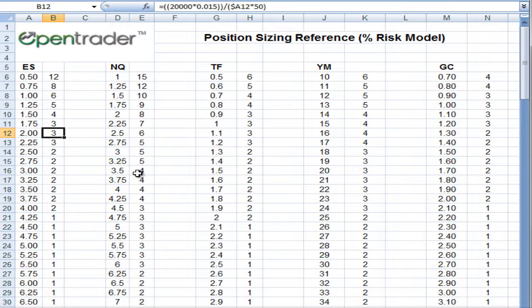You pop it up. You say, oh, I have a 4-point stop in the NASDAQ. I trade the NQ. I have a 4-point stop. How many contracts should I trade based on a $20,000 account, 1.5 risk? You quickly look and you see, oh, it's 4. Next time you have a 2-point stop, oh, I should use 8. I trade gold. I have a 2-point stop. I should use 2. It's that quick.